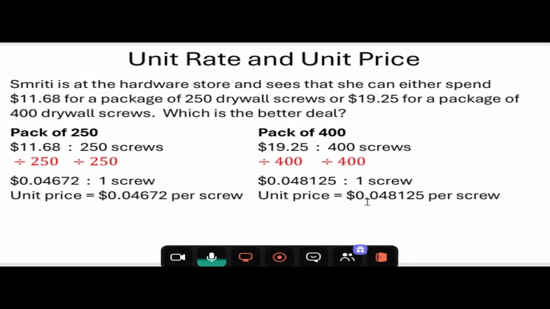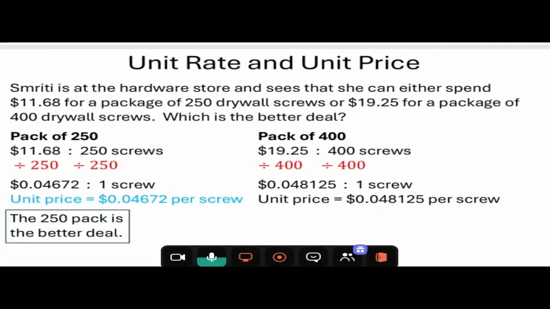Well, that's more, right? So this one, the 400 pack, contrary to what usually happens, usually the bigger ones are cheaper per item, but in this case, the 250 pack is actually the cheaper price per drywall screw. So the 250 pack is the better deal. That is called unit price. It's really just the same thing as unit rate, but when we're talking money, they will describe it in the questions to you as unit price.